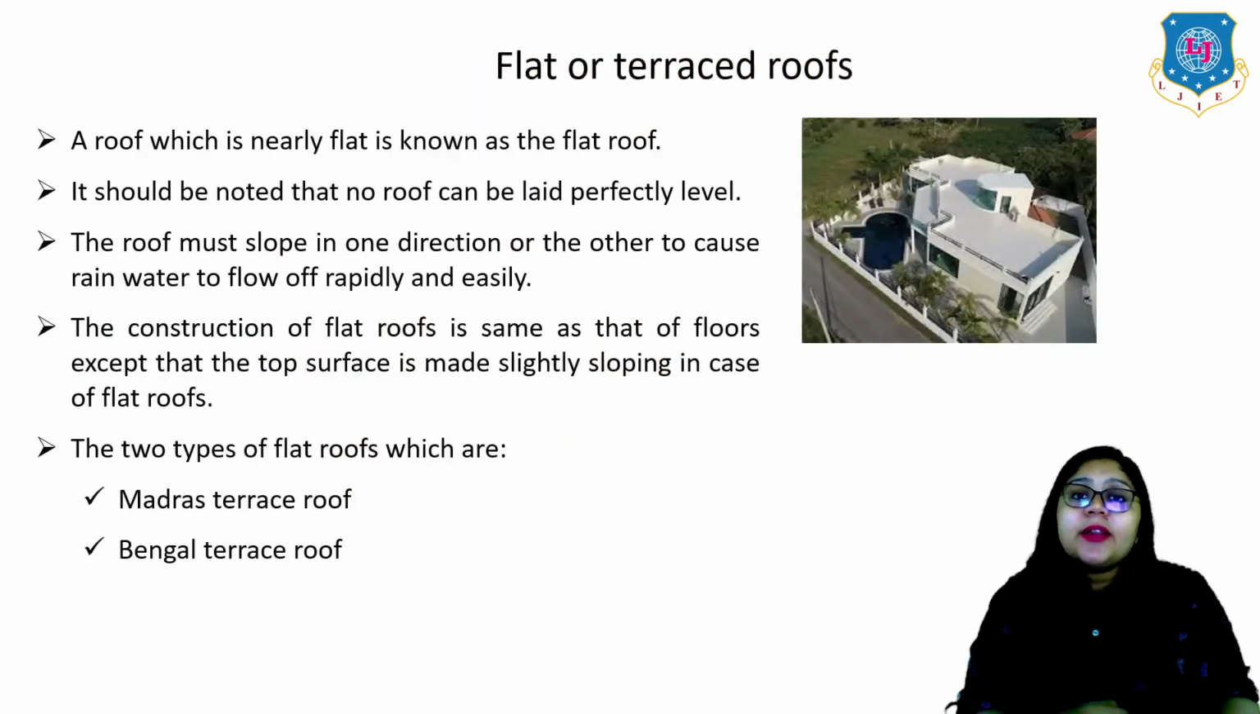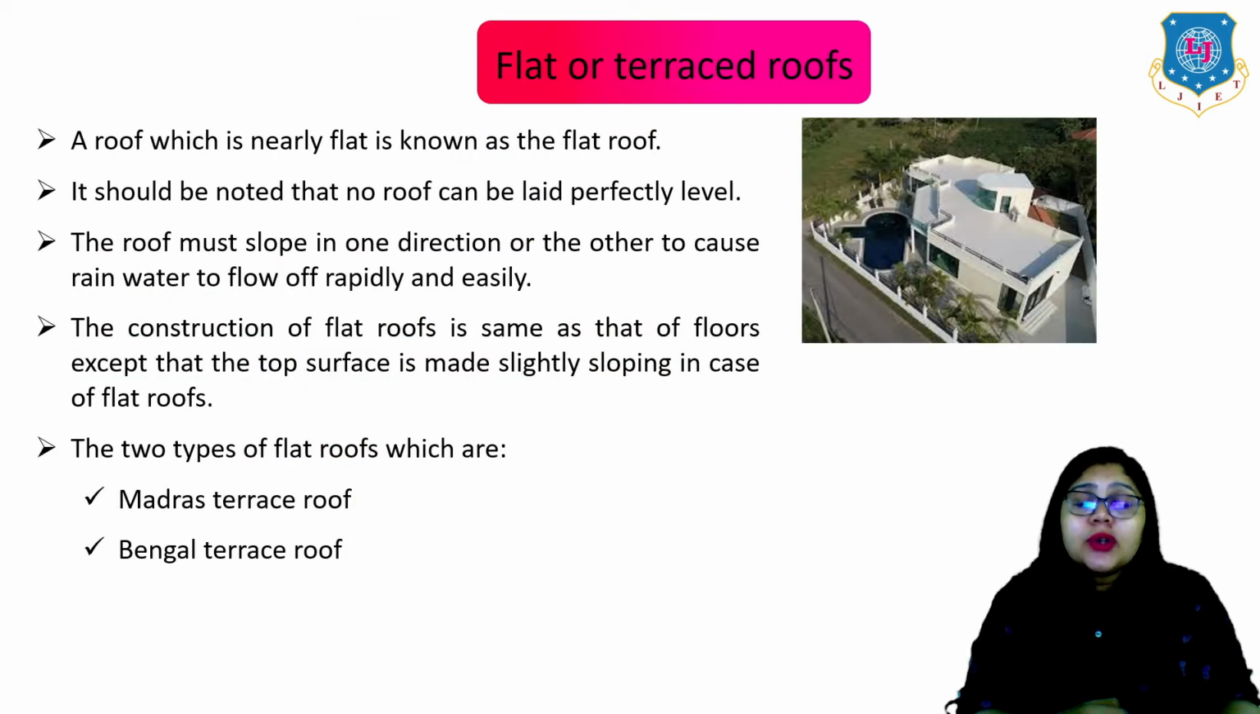Now let us understand the flat or terraced roof. A roof which is nearly flat is known as a flat roof. It should be noted that no roof can be laid perfectly level. The roof must slope in one direction or the other to cause the rainwater to flow off rapidly and easily. The construction of a flat roof is the same as the floors except that the top surface is made slightly sloping in the case of these roofs. It can be of two types, the Madras terrace and the Bengal terrace roof.